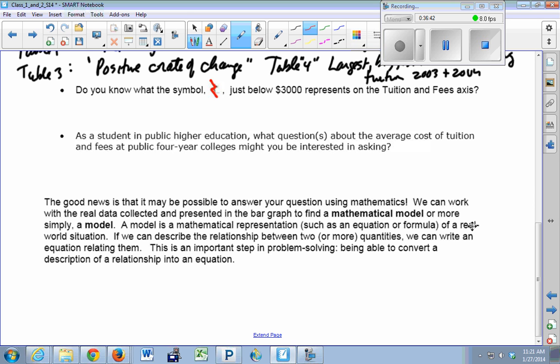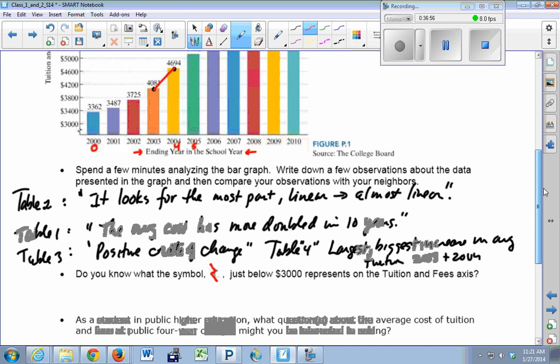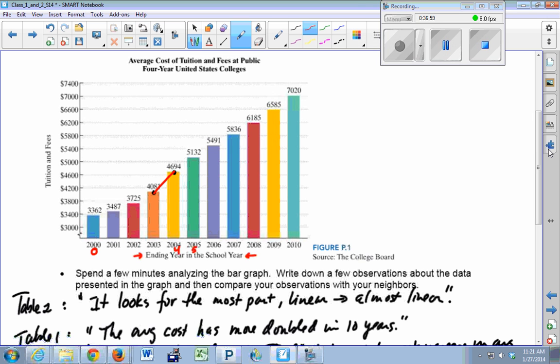It could be an equation, it could be a formula of a real world situation. We can describe the relationship between two or more quantities. We can write an equation relating them. This is an important step in problem solving, being able to convert a description of a relationship to an equation. So some of you already said, well, maybe I could use a straight line to model this.